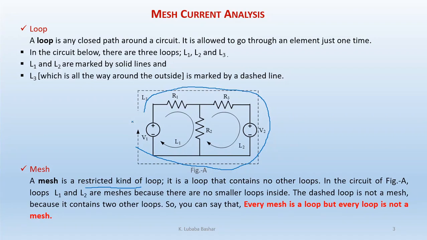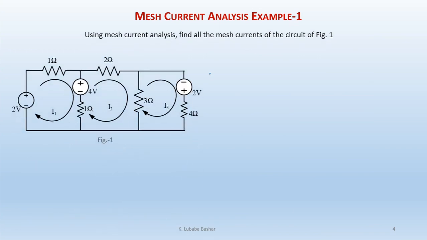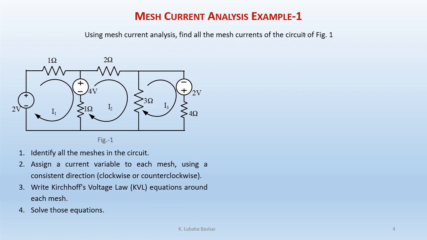Now we are going to see some solution of circuits by applying mesh current analysis technique. This is the first example. See, in this example of figure 1, you are asked to find all the mesh currents in the circuit. Okay, I have written those rules how to solve a circuit using mesh current analysis technique. Rule number 1. First of all, you have to identify all the meshes in the circuit.